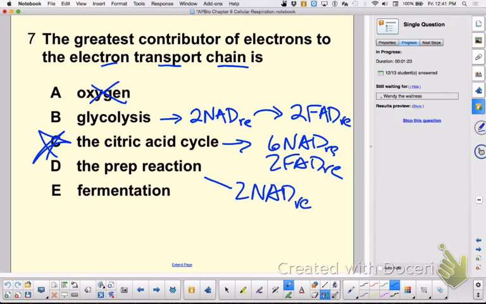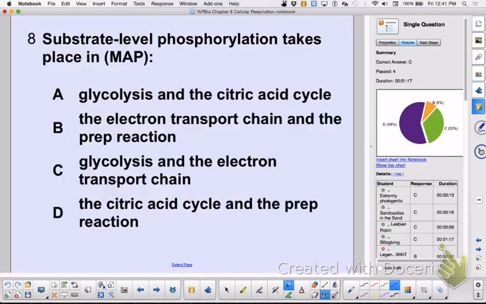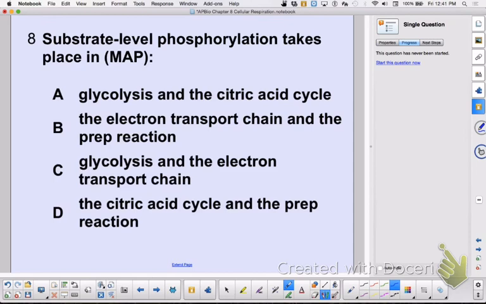Do you see that? Wow, some of you saw that. Okay, so let's just talk through this. Substrate level phosphorylation takes place where? When you're making ATP but you're not using the electron transport chain, where do you do that? Glycolysis. Where else do you do it? Citric acid cycle. So where is that? A, yes. Okay? That's when it's a direct handoff.